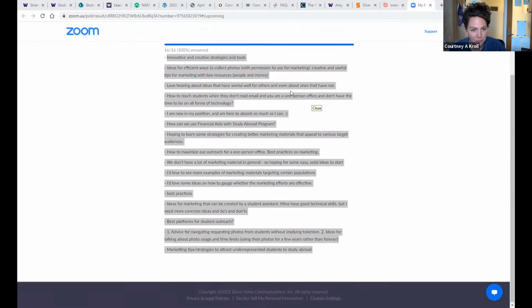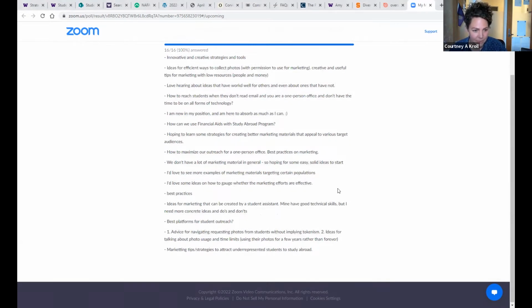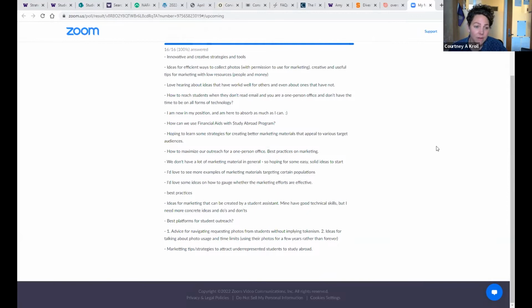How do we reach students if they don't read email? Whew! Yes. I think that relates to a lot of this, best platforms. I hear one of the things we're going to get at later is creating marketing materials when not all of us are marketing gurus or have experience with marketing, but we're tasked to do this.